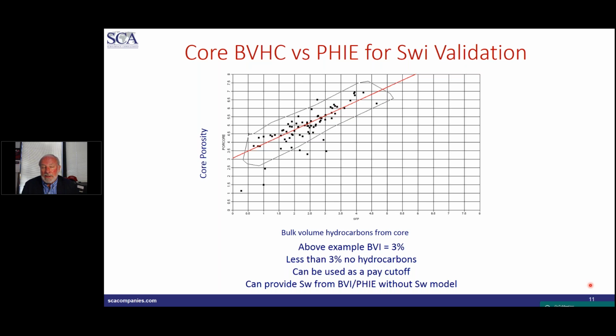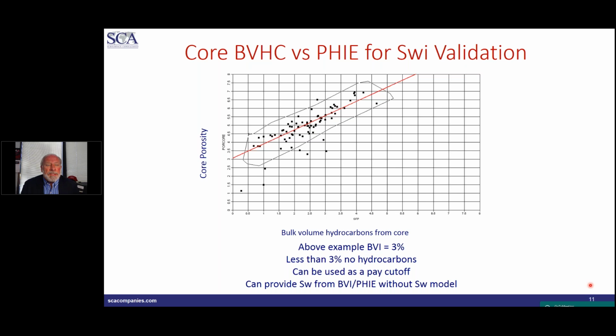We did a whole project in the Marcellus where we didn't do any water saturation calculations. We just used the BVI, which was 0.24 or something like that, and divided that by the porosity to come up with our water saturations. But, kind of a handy tool.